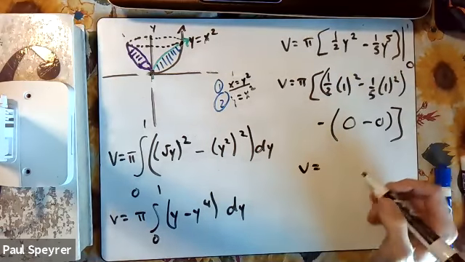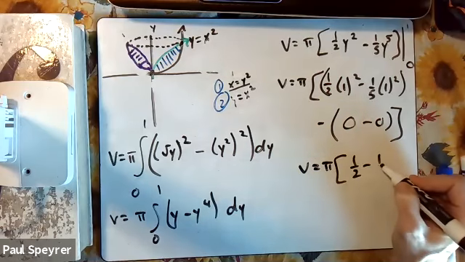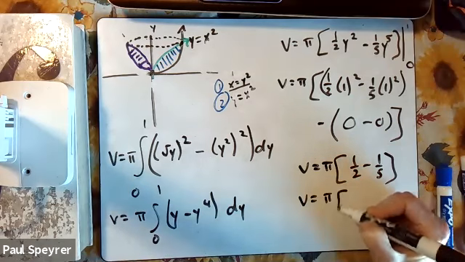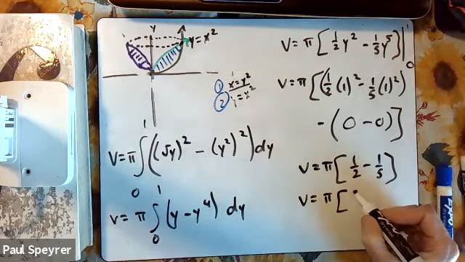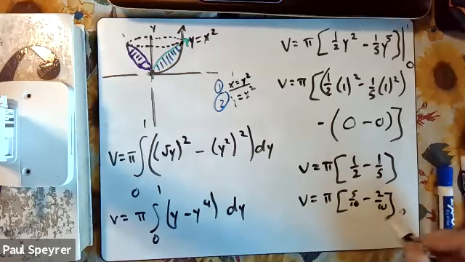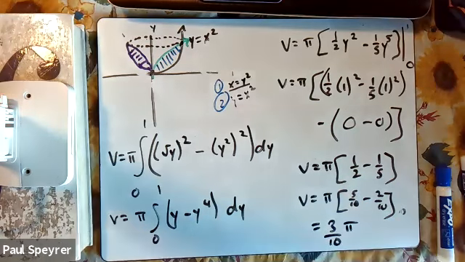So what do we have right here? We have pi, and then a half minus a fifth. That's pi. And what is this? It's 5/10 minus 2/10. So you get 3/10 pi. That is your volume right there.